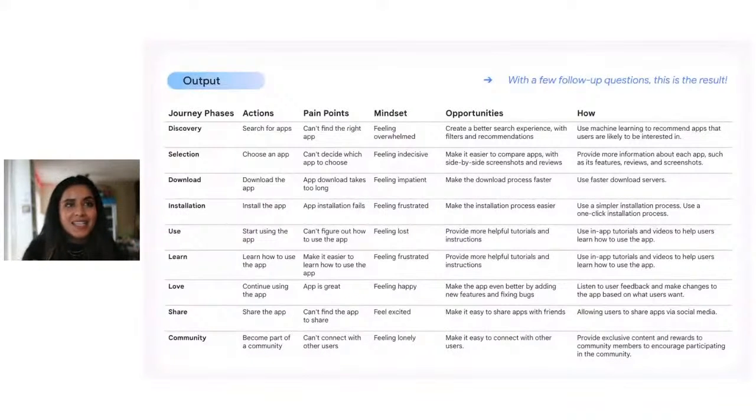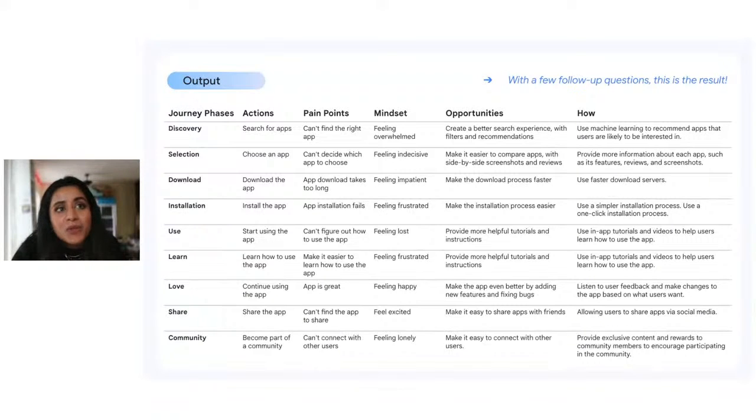Voila. This is what a perfect UX designer output would look like. It has tables, columns, well documented journey phases, and not only that, it maps the mindset of how the user might be feeling at a specific journey level. Is he feeling indecisive? Is he feeling overwhelmed? And that is so important for a product person to know so that they can make their product better. And the output does that. It gives you opportunities to know where you can make it better. And not only that, it tells you how you can make it better.